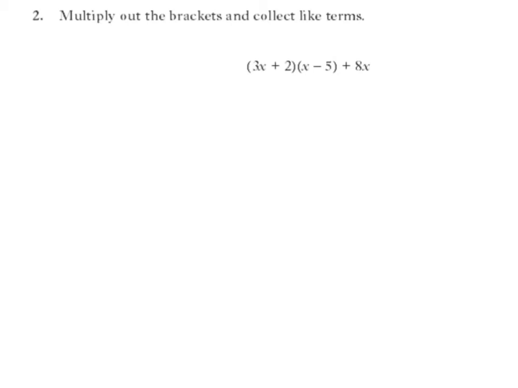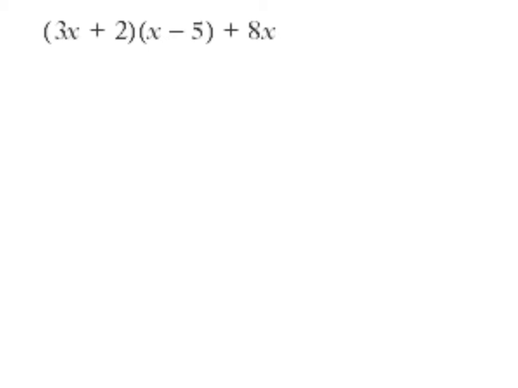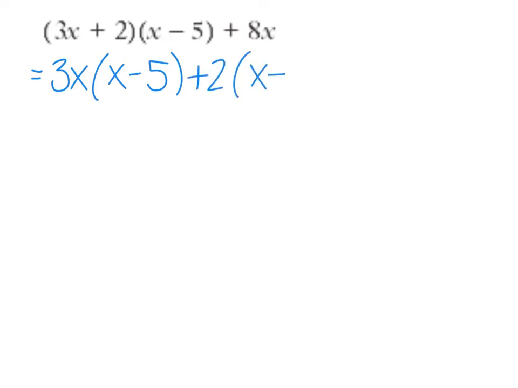Question number 2 in the non-calculator asks us to multiply the brackets and collect the like terms. So we have a set of double brackets to be multiplied out, and then we have the plus 8x at the end. So the first thing I'll do is make this a little bit bigger, move it over. So multiplying the double brackets first of all, we have the 3x from the first bracket to multiply the second bracket, x minus 5, and then the plus 2 from the first bracket to multiply again the second bracket, x minus 5, and then we have that plus 8x at the end.